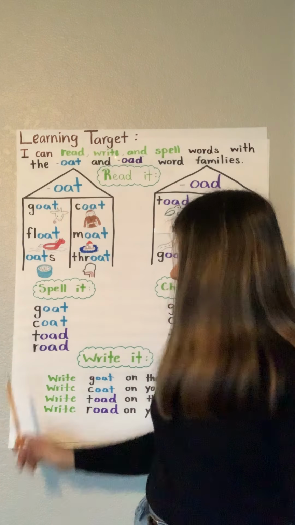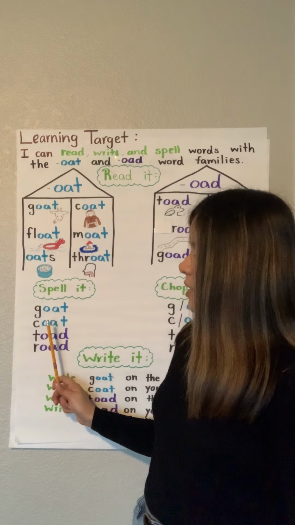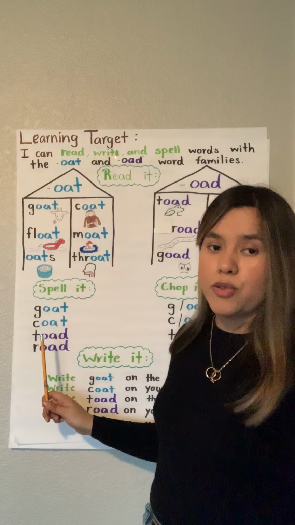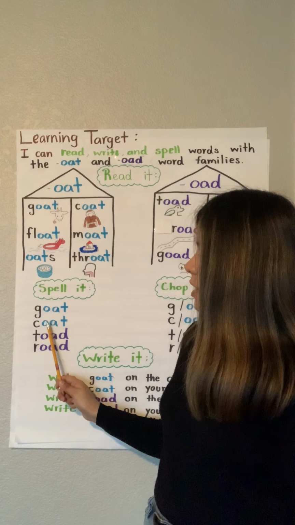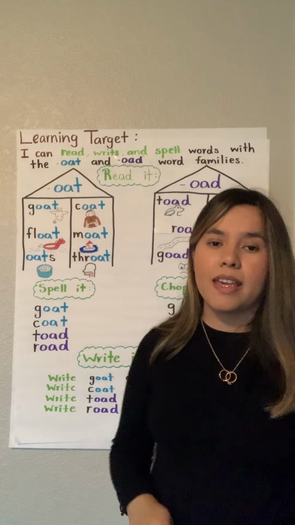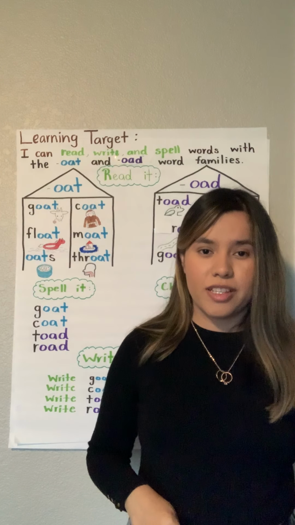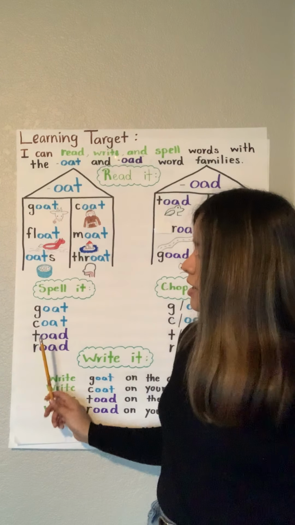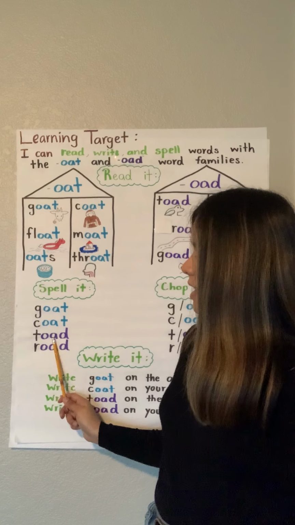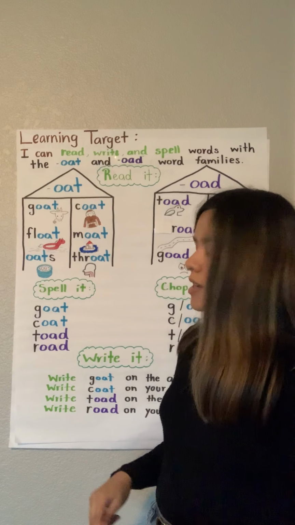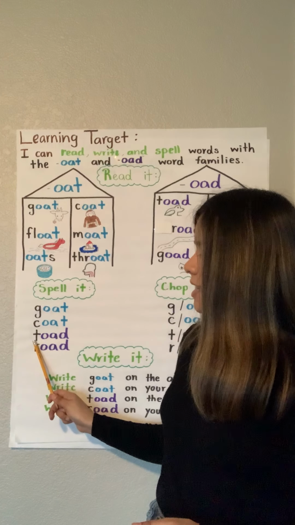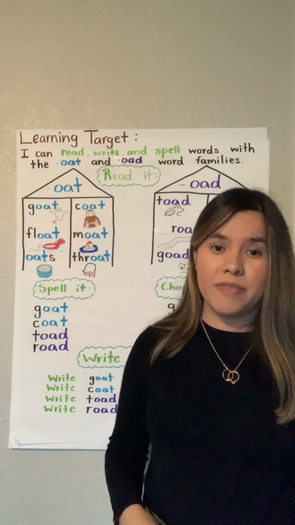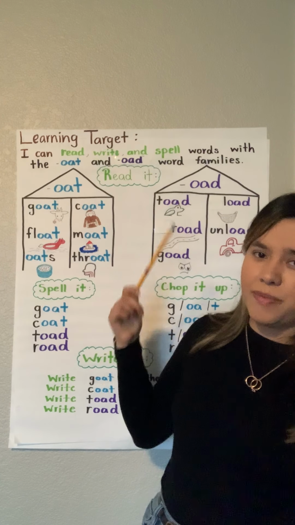Let's go over the next one. C-O-A-T. One more time. Let's do it together. C-O-A-T. And that spells coat. Very good job, boys and girls. Next word. T-O-A-D. One more time. T-O-A-D. And that spells toad, Miss Martinez's favorite word from the oat family.